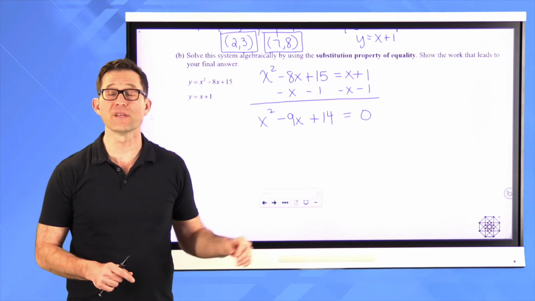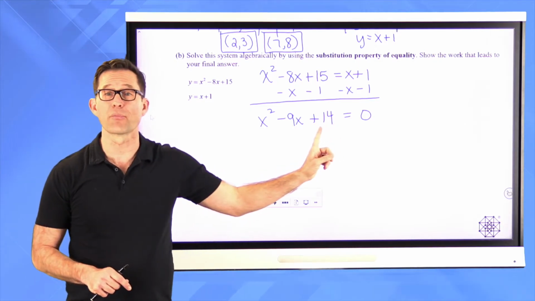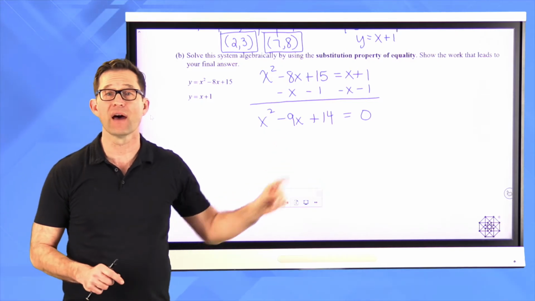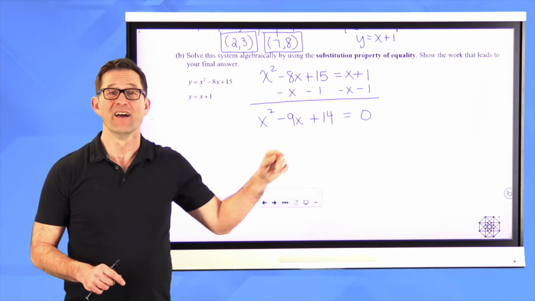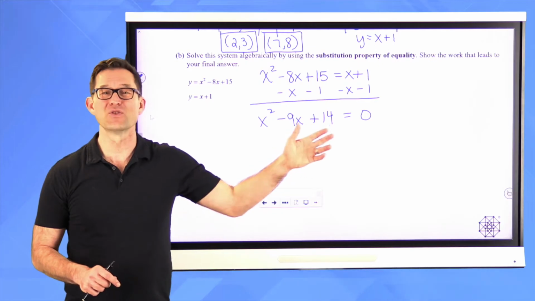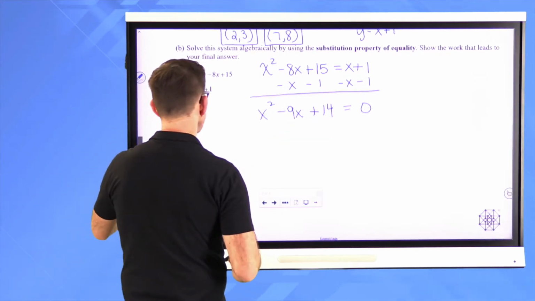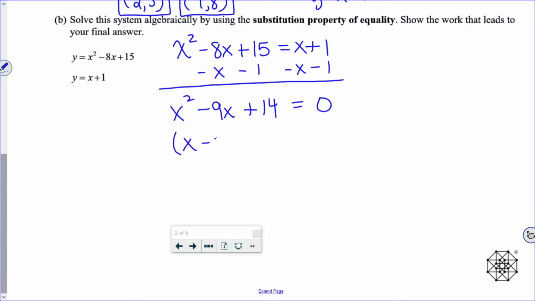All right, well, it's pretty easy, right? I'm looking for two numbers that have a product of 14 and a sum of -9. They've got to both be negative to have a positive product and a negative sum. I think I've said that quite a few times. Those two numbers happen to be -2 and -7. So this is going to factor as x minus 2 times x minus 7.